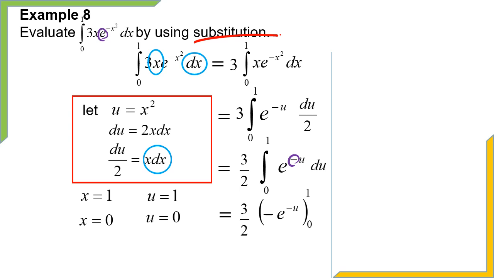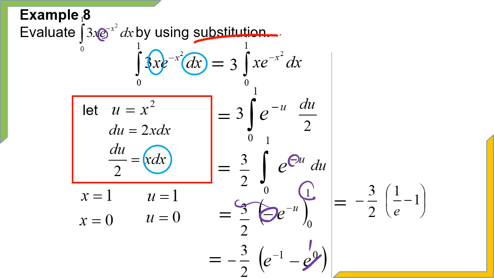And then we need to substitute the value. So it's negative. We can take out the negative outside. So negative 3 over 2 of e to the power of negative 1 minus e to the power of negative 0, which is negative 0. So e to the power of 0 is 1. So we have negative 3 over 2 multiplied by 1 over e minus 1. So this is our final answer.